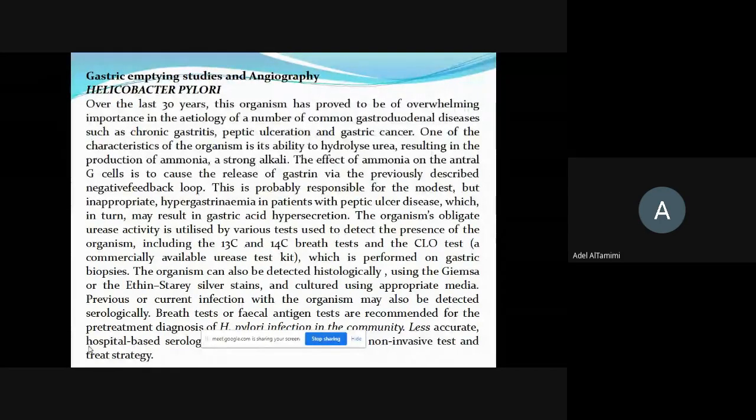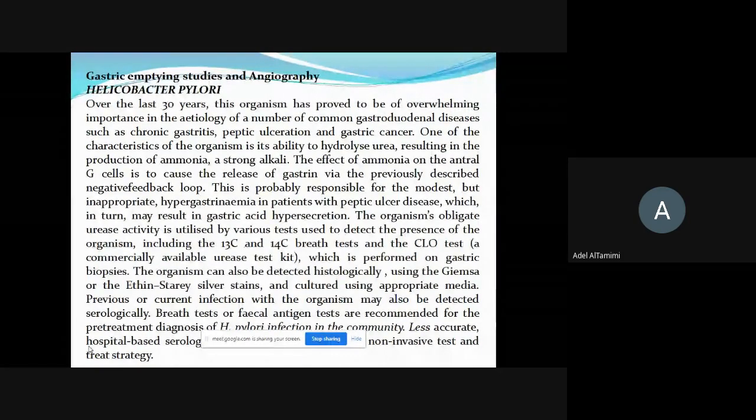Over the last 30 years, this organism has proved to be of overwhelming importance in the etiology of a number of common gastroduodenal diseases, such as chronic gastritis, as we mentioned, peptic ulceration, and gastric cancer. One of the characteristics of this organism is the ability to hydrolyze urea. So it is a urea splitting microorganism, as you took in microbiology, resulting in the production of ammonia. And ammonia, as you know, is alkaline.